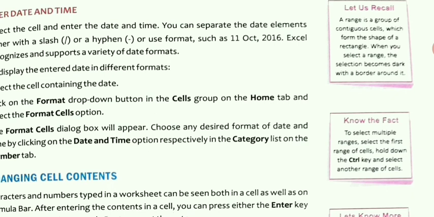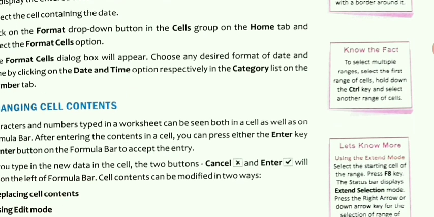Now to enter date and time, select the cell and enter the date and time. You can separate the date elements either with a slash or a hyphen, or use formats such as 11 October 2016. Okay. So Excel recognizes and supports a variety of date formats. To display the entered date in different formats, select the cell containing the date, click on the format drop down button in the cells group on the home tab and select the format cells option. The format cells dialog box will appear. Choose any desired format of date and time by clicking on the date and time option respectively in the category list in the number tab.